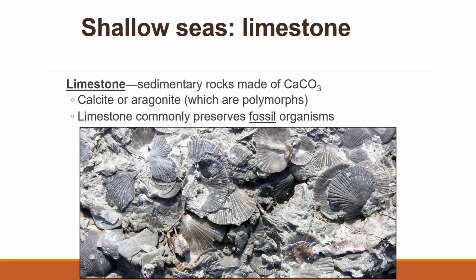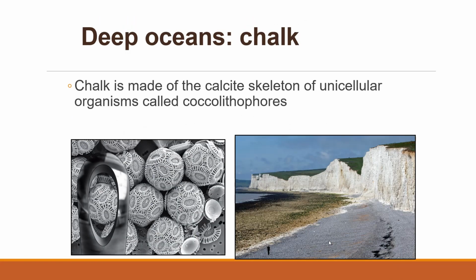Limestone is a sedimentary rock made of calcium carbonate, calcite or aragonite, which are polymorphs, meaning they're the same chemistry, different shapes. Limestone commonly preserves fossil organisms, and it is found in oceanic environments. The deep oceans can make a specific type of limestone that is called chalk. It is made from calcite skeletons of unicellular organisms called coccolithophores. And here, this is what these skeletons look like. These are the cliffs of Dover.